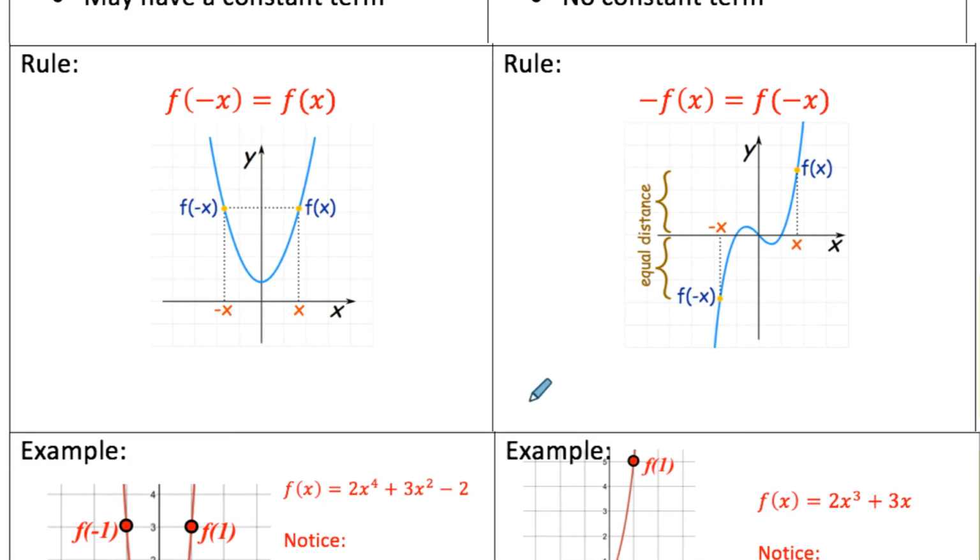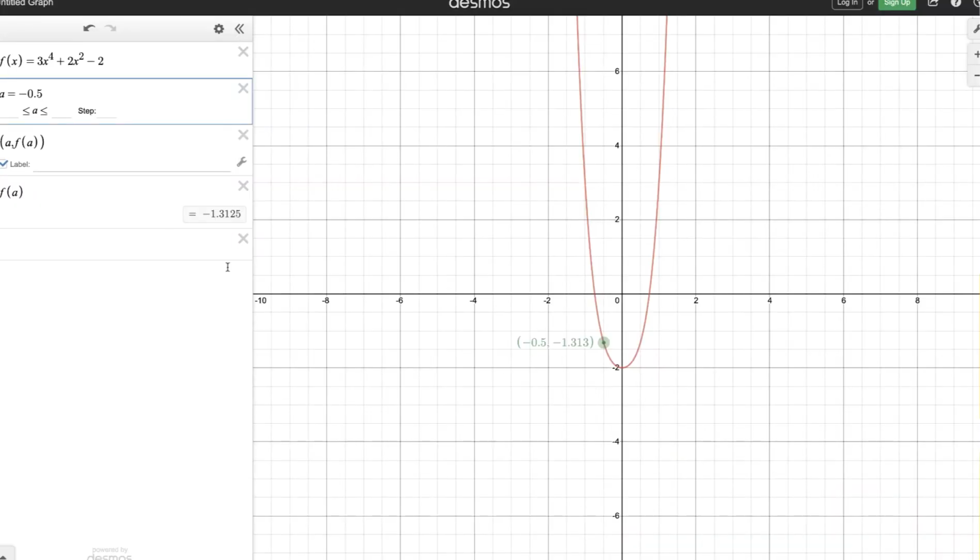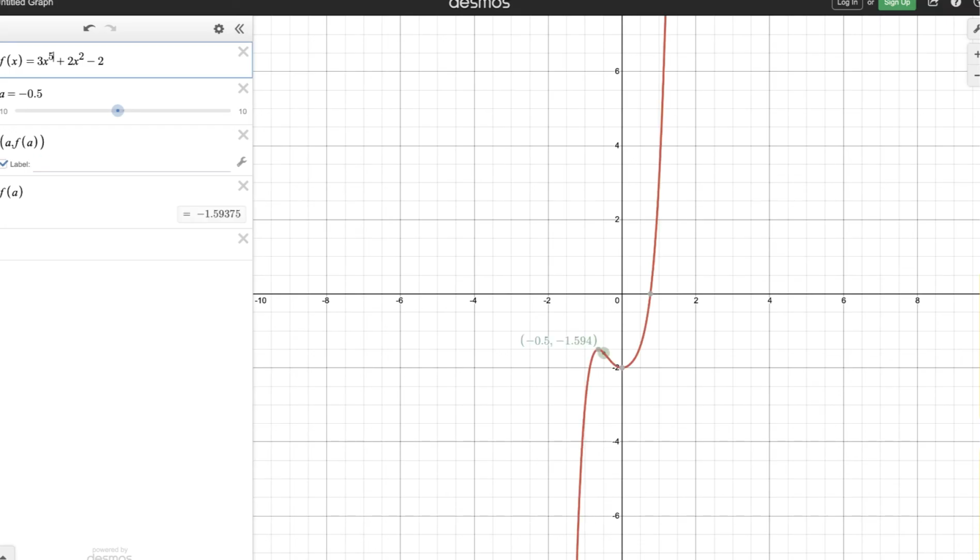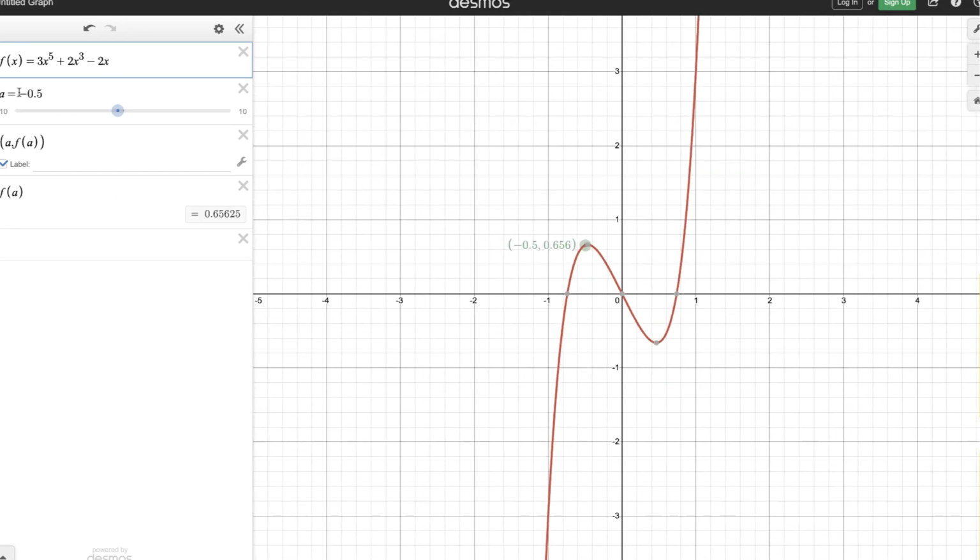Now, before I talk to you about this rule, let's go back into Desmos and let's make up an odd degree function. Let's make these all odd degree terms. So I can make that 5 and 3 and put an x to the 1 on that. Let me zoom in a bit here. Okay, so at an x value of 0.5, the y value is that negative 0.656 approximate value. What's the y value if I make x negative 0.5?